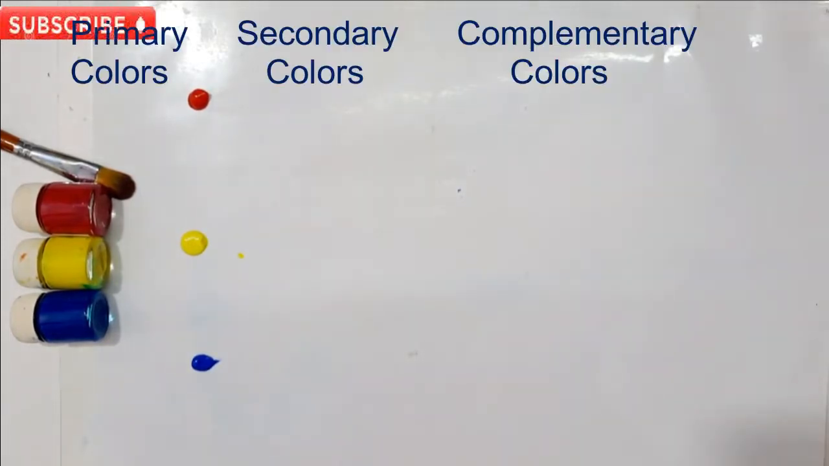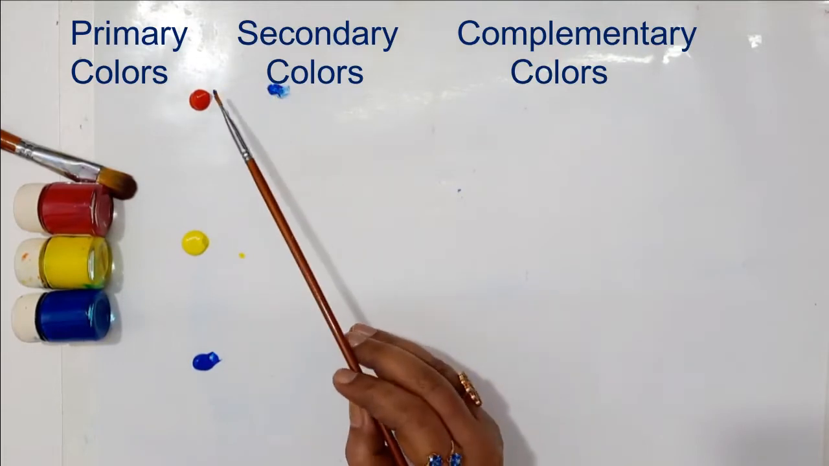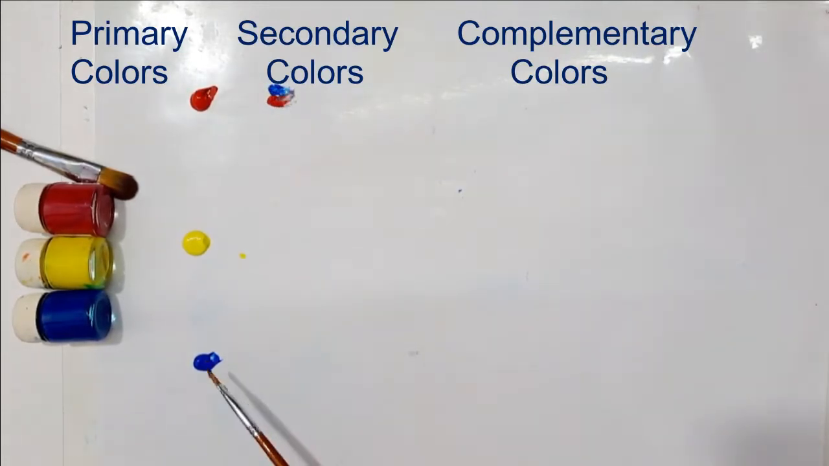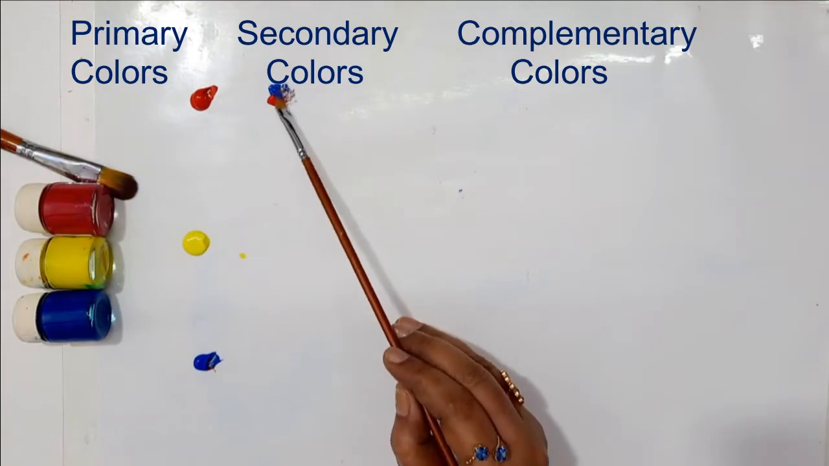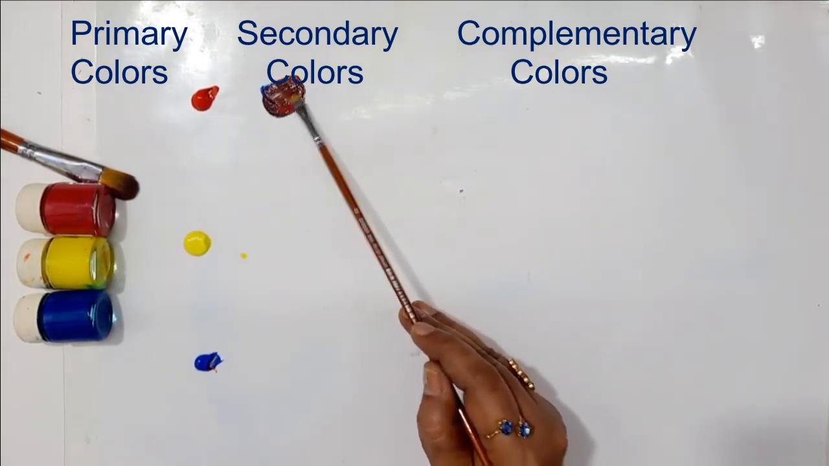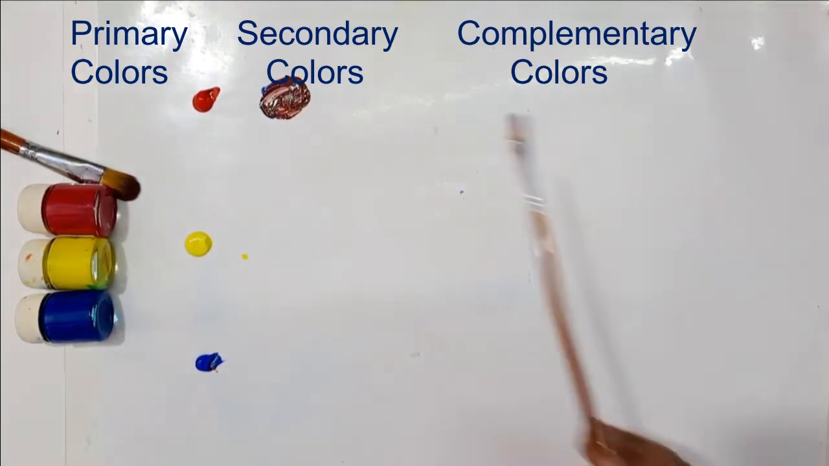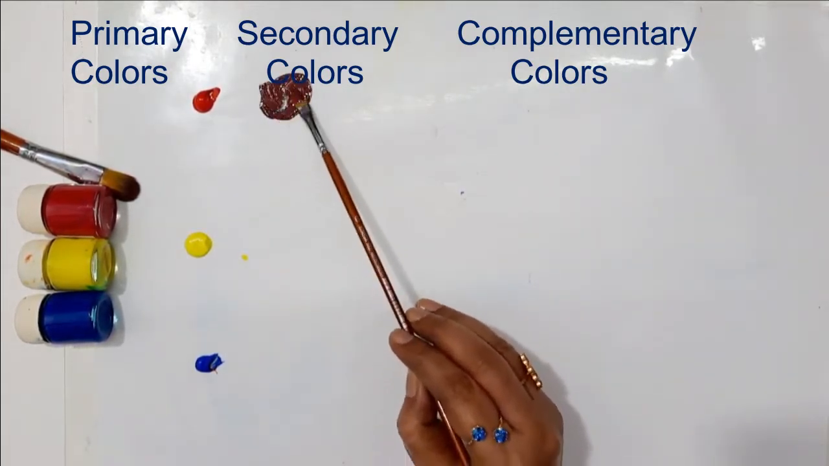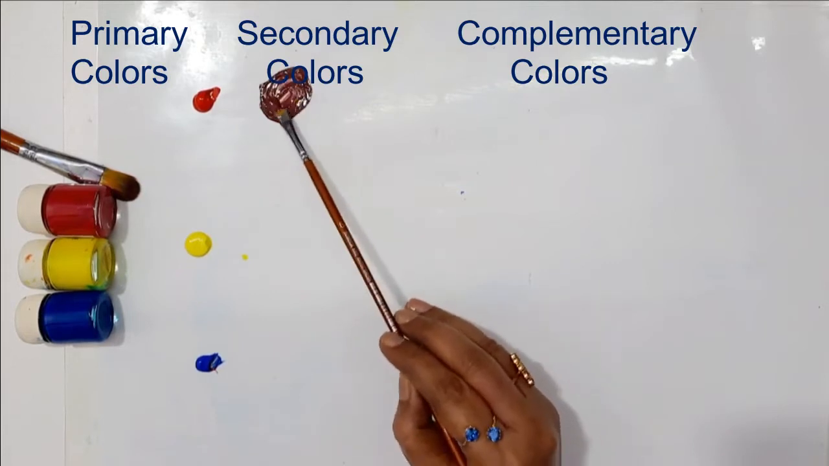Now I am picking the blue and red, in the ratio 1:1 or 2:2 or 3:3, and mixing well together. Mixing well, just do it as I am doing, and you can get violet color. These are the secondary colors we get when mixing blue and red.